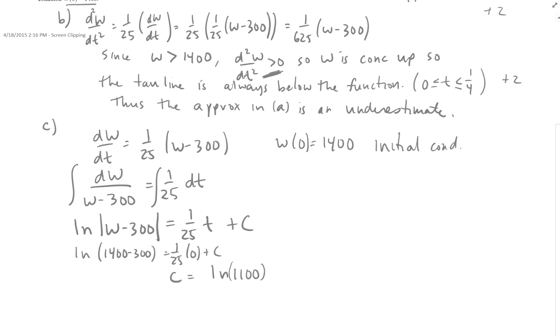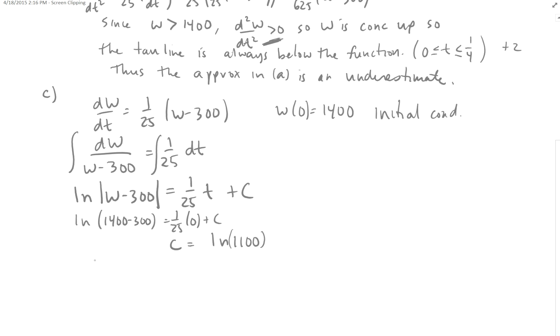So my equation becomes the natural log of absolute value W minus 300 equals 1 over 25 t plus natural log of 1100. Now, at this point, since I know W has to be greater than 1400, I really don't need the absolute value signs here because W will never be less than 300. So I can actually eliminate those.